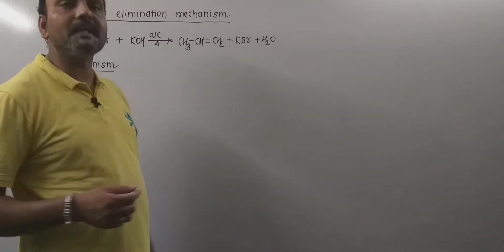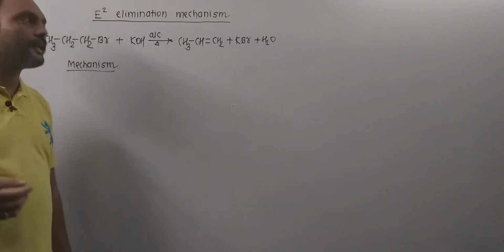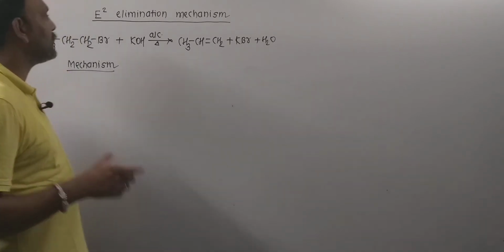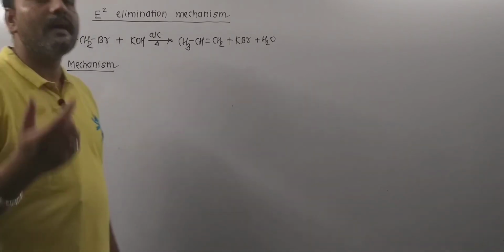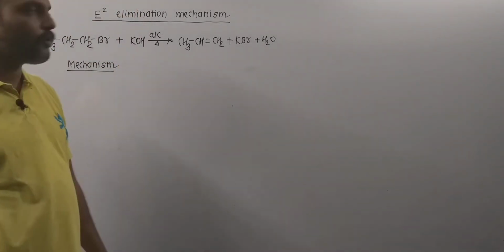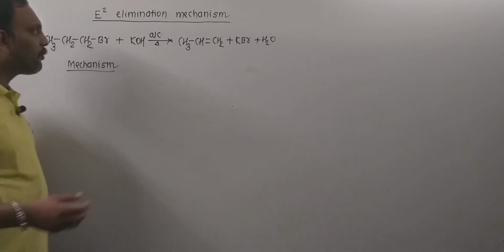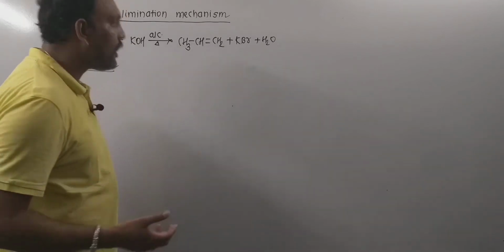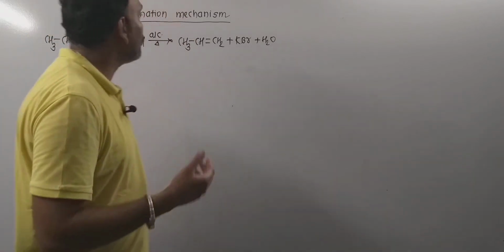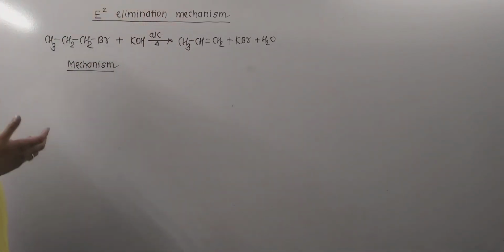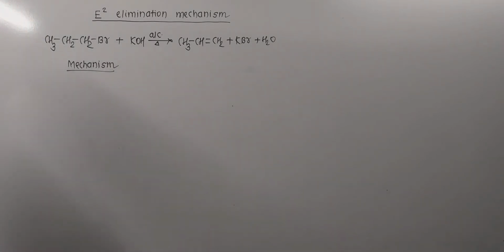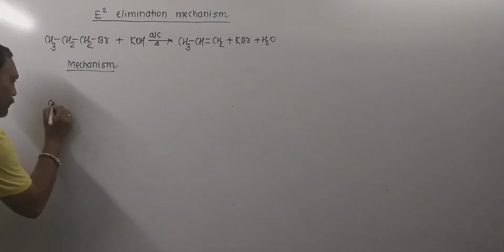E2 elimination is nothing but a bimolecular elimination, and one of the finest examples of it is dehydrohalogenation of alkyl halide. For example, consider n-propyl bromide, that is 1-bromopropane. When it is boiled with alcoholic KOH, it undergoes dehydrohalogenation forming propylene. As far as the mechanism of this reaction is concerned, it is found that it is single stepped.